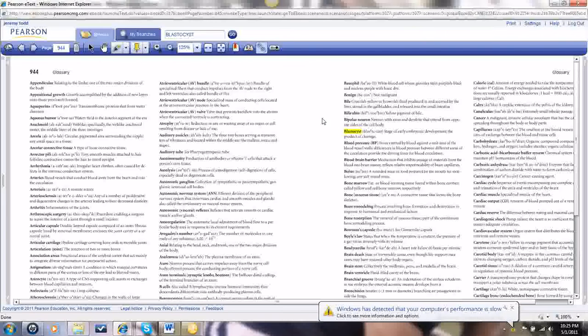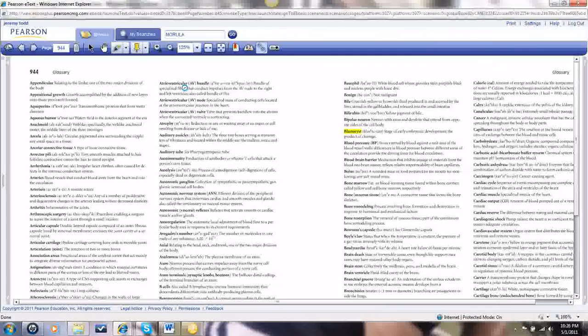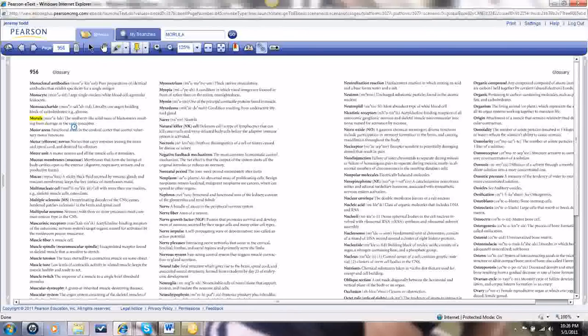I did not know what a blastocyst was, so I looked it up in the glossary, and it is a stage of early embryonic development, the product of cleavage. Well, okay, so I also didn't know what a morula was. I had to go look it up, and it is the mulberry-like solid mass of blastomeres resulting from cleavage in the early conceptus. Okay, so both of those have cleavage.